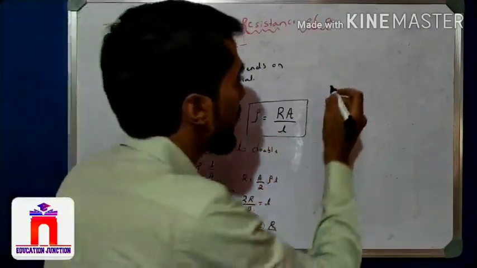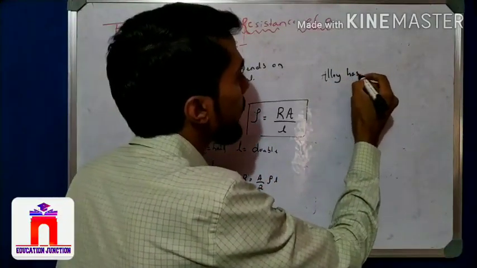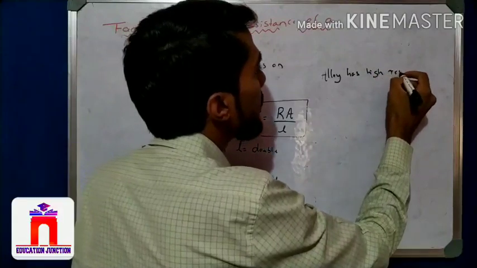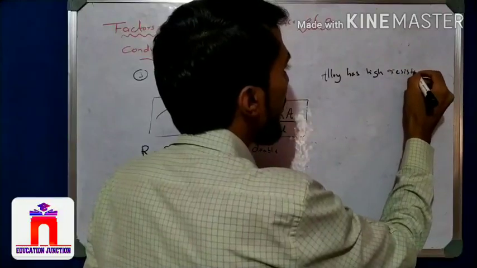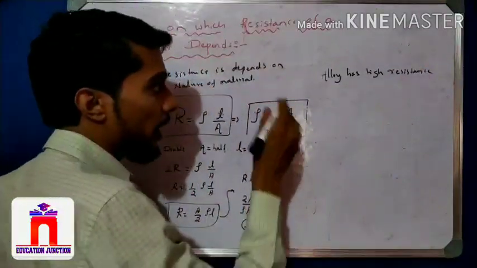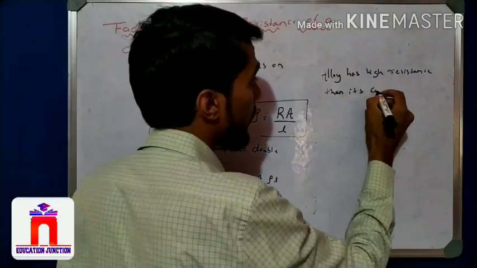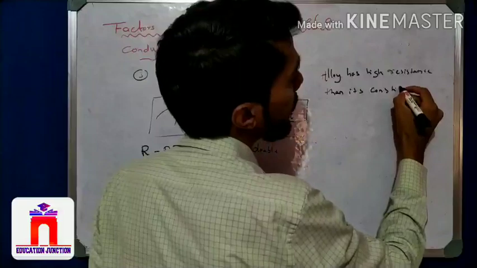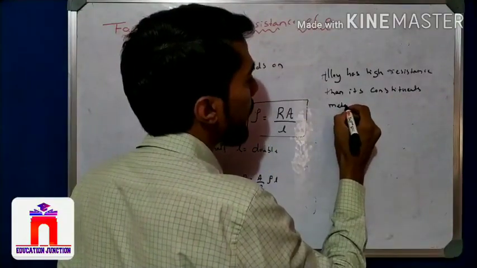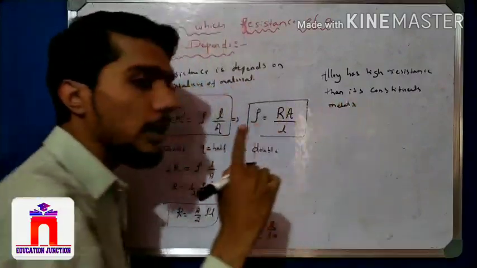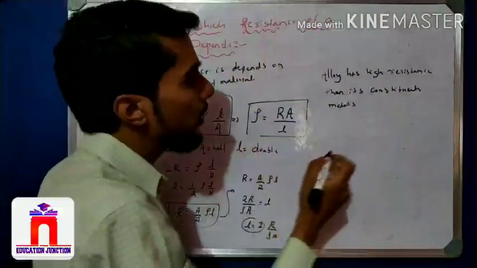Because of high resistivity, an alloy has high resistance or resistivity. You know that an alloy is made up of 2 or more metals. The alloy resistance is higher than that of the constituent metals.